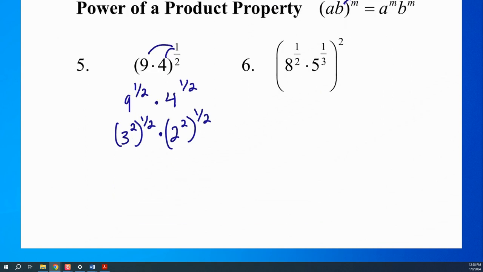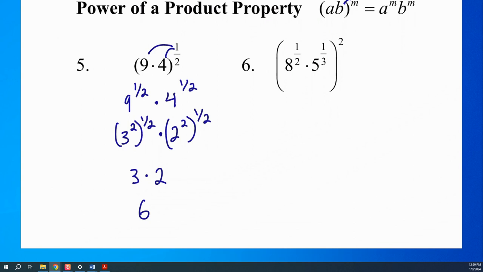And again, we just said, what would I do with those two powers there? Multiply them. So what's 2 times 1/2? 1. So do I need to include that one? No, so it'd just be 3. And again, what's 2 times 1/2? 1. So it'd be 2 to the first, so that's just 2. And 3 times 2 is 6. So again, we can use this to kind of help simplify. You also could have multiplied 9 times 4 and simplified it that way. You would have gotten the same thing.